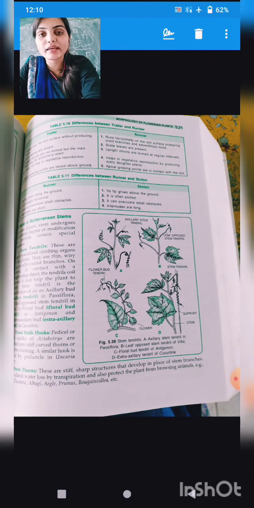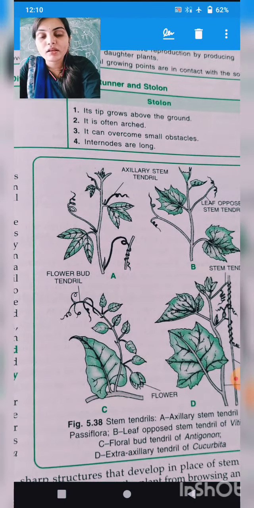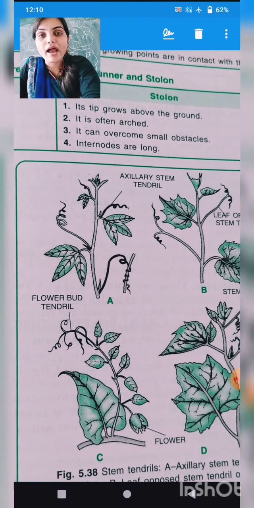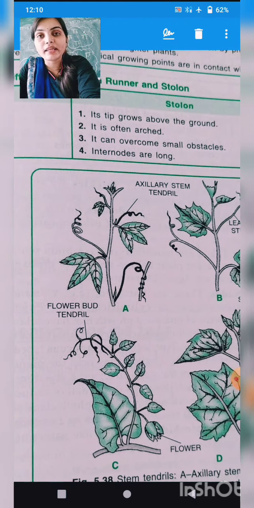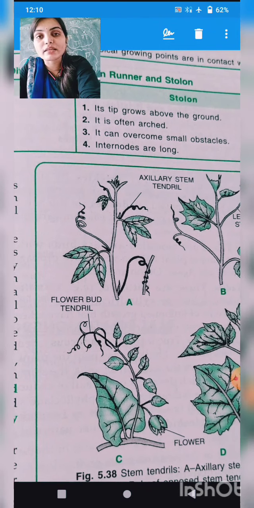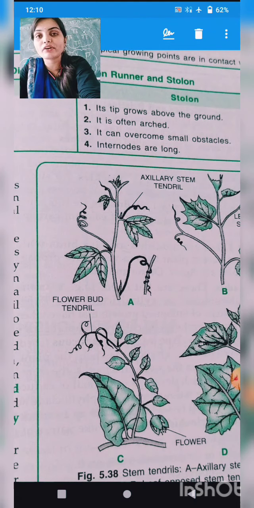How will you see the aerial stem? See, here you can see axillary stem tendril. In between the stem a modification of tendril is found, as you can see in grapes. Okay, some plants of Cucurbitaceae family. Okay, the stem is modified into tendrils for the support. So yes, there are some modifications of stem which are in a tendril form.